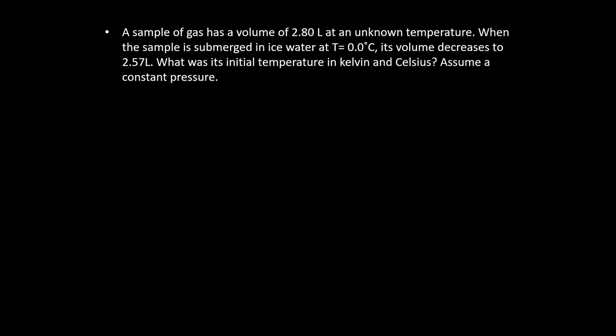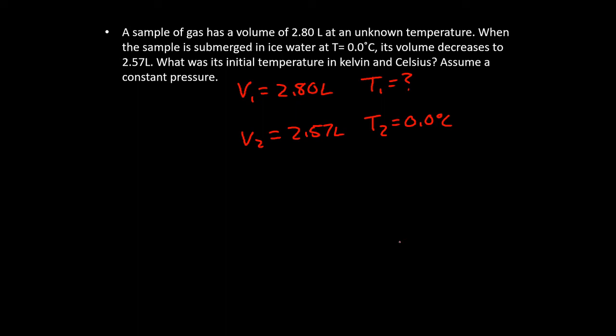Okay, so we're told in this problem here that a sample of gas has a volume of 2.8 liters. I'm going to go ahead and call that volume 1. It's at an unknown temperature. We don't know what T1 is. When the sample is submerged in ice water, which has a temperature of 0 degrees C, its volume decreases to 2.57 liters. What was its initial temperature in Kelvin and Celsius, assuming a constant pressure and a constant number of moles of gas as well?